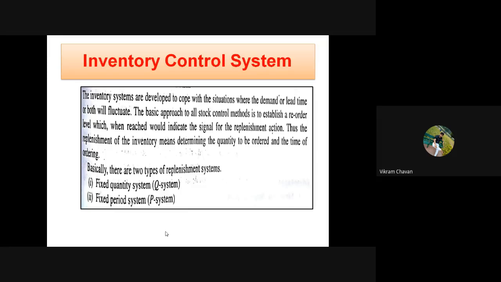Okay, I will move to the next point. So the next point is the inventory control system. In the inventory control system, why are we applying it?